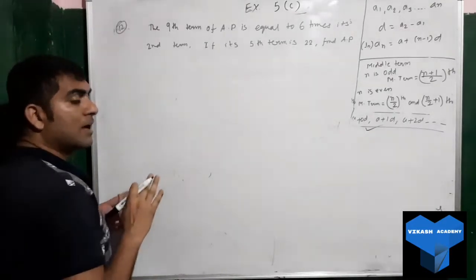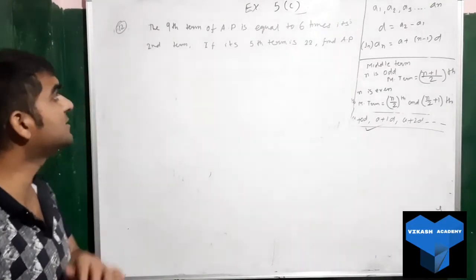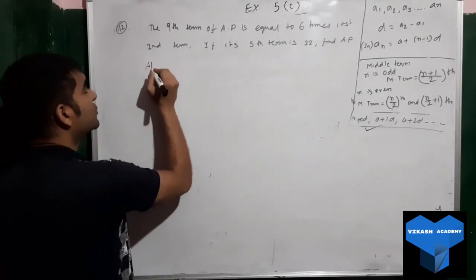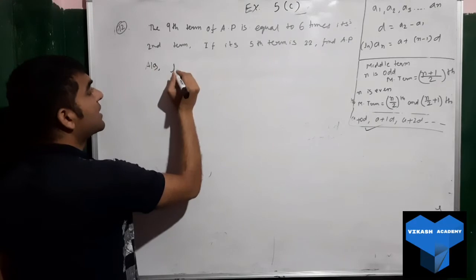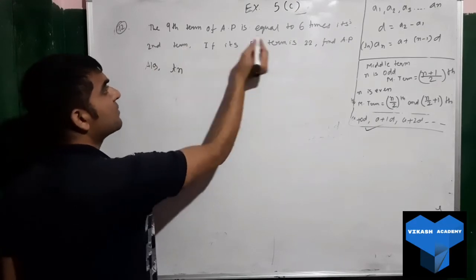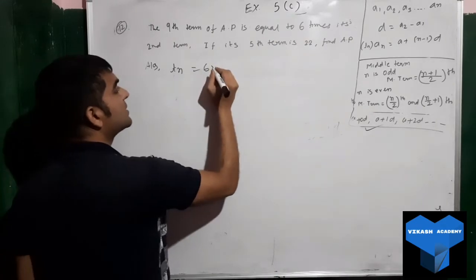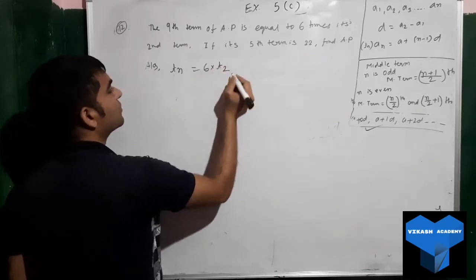I hope you are clear with the notation. Okay, so we will start with the solution directly. Let us write the 9th term, as given in the question. What is given? The 9th term, which we write as T9 or A9, is equal to 6 times the second term. So T9 = 6 into T2.